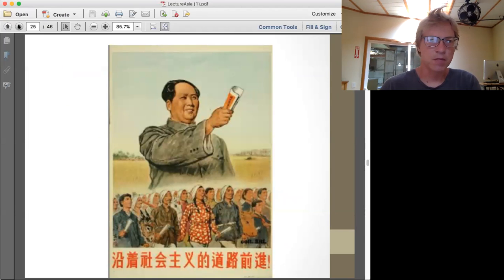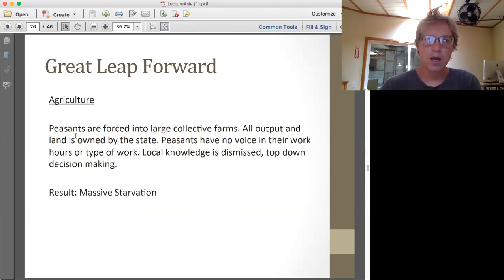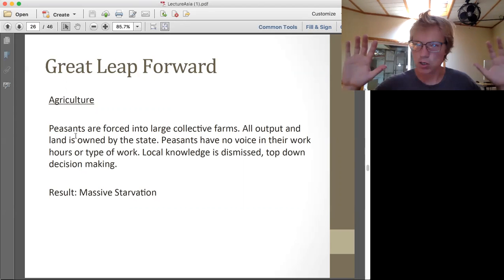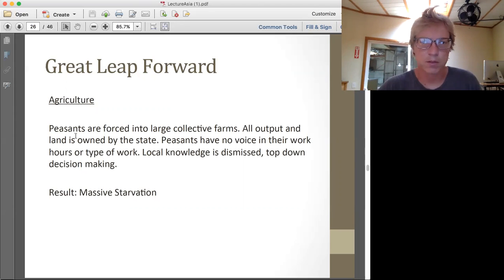All right, so here we have Mao. And so there's a couple different prongs, but one is agriculture. So Mao is following Marxist ideas, where he decides to collectivize the farming. He says, everyone, we're going to put all the peasants into farms, and we're going to have these large collective farms instead of small scale farming. And the output is owned by the state. So these are essentially state run farms.